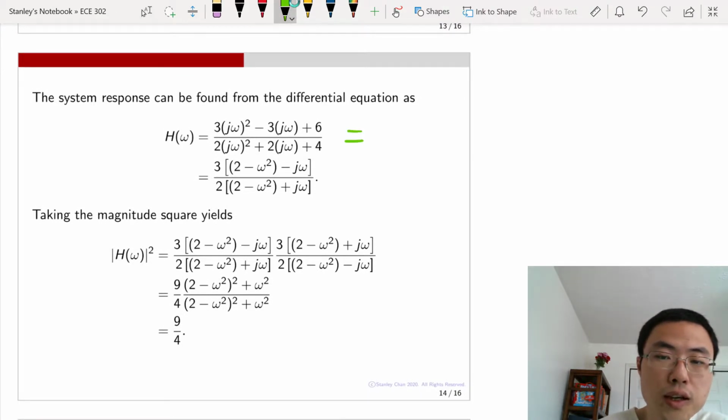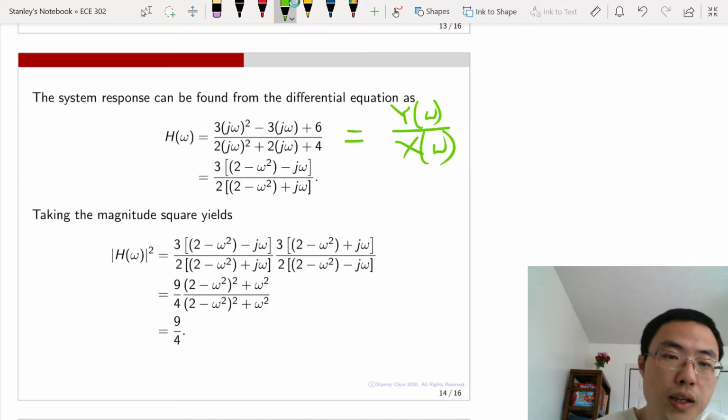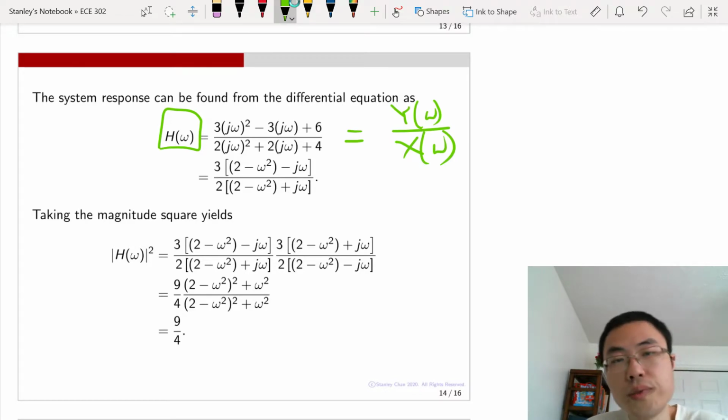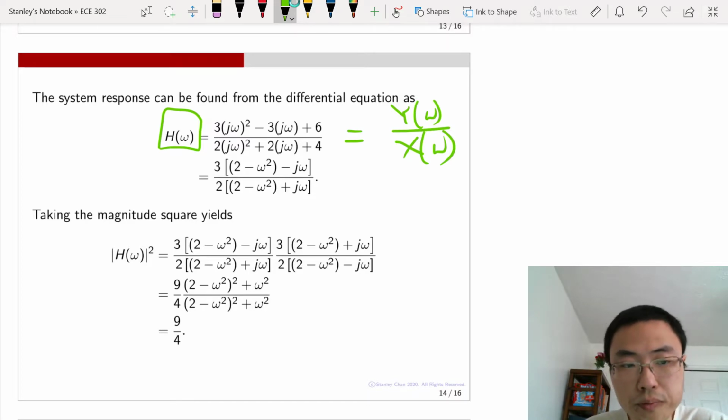This is defined as Y(omega) divided by X(omega). This is the Fourier transform of your differential equation, and we can define this as your impulse response in the Fourier domain, or something we call the transfer function. And so you have 3 times (j omega) squared, 3 j omega and 6, and something in the denominator.